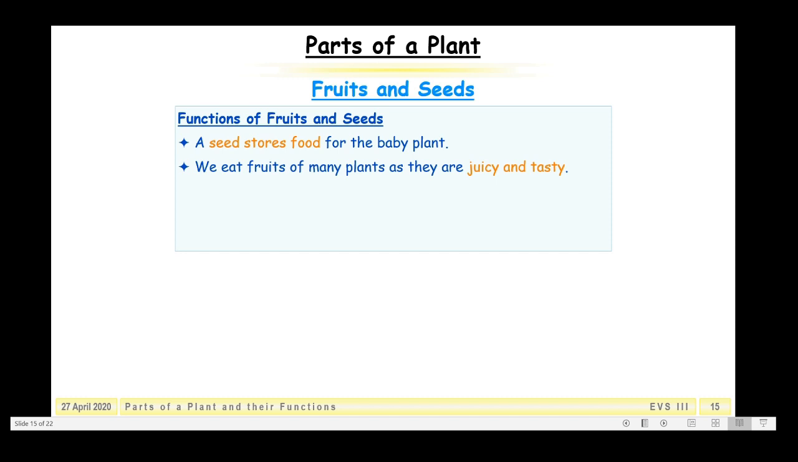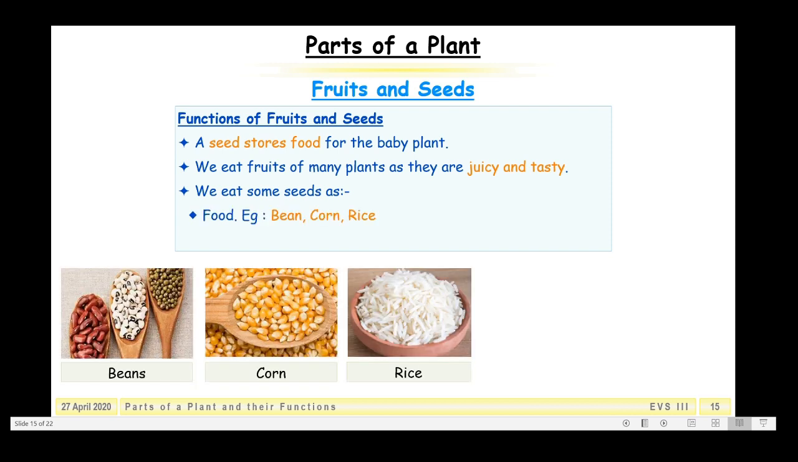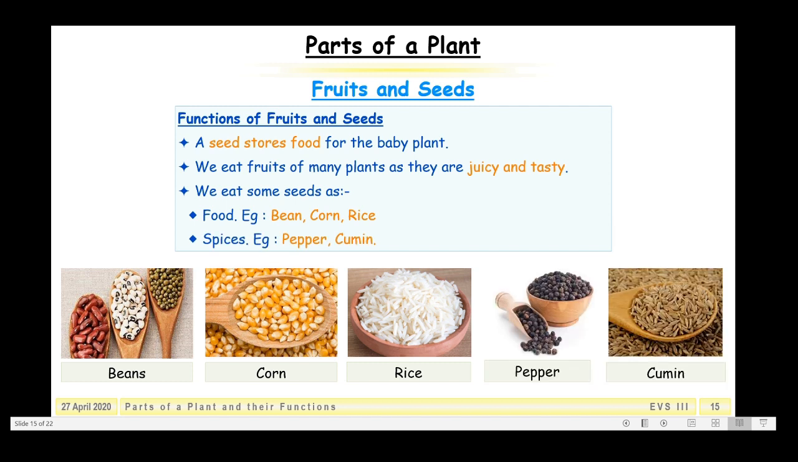We eat fruits of many plants as they are juicy and tasty, and they are healthy also, right? And we eat some seeds as food like bean, corn, rice, and we use some seeds as spices. Examples are pepper and cumin. Now, children, that was all about the shoot system.